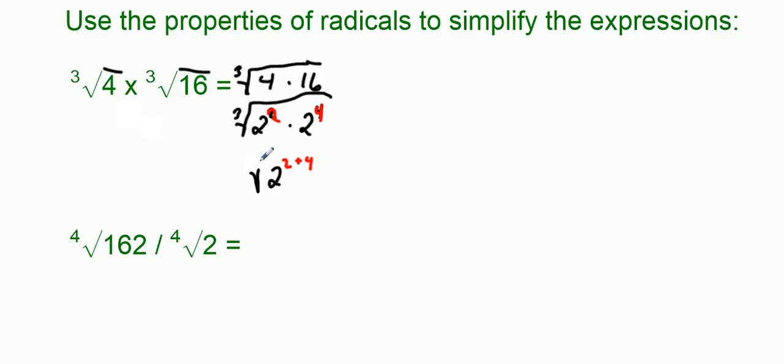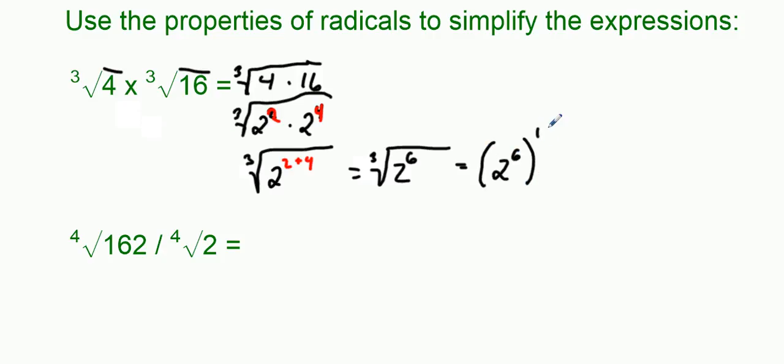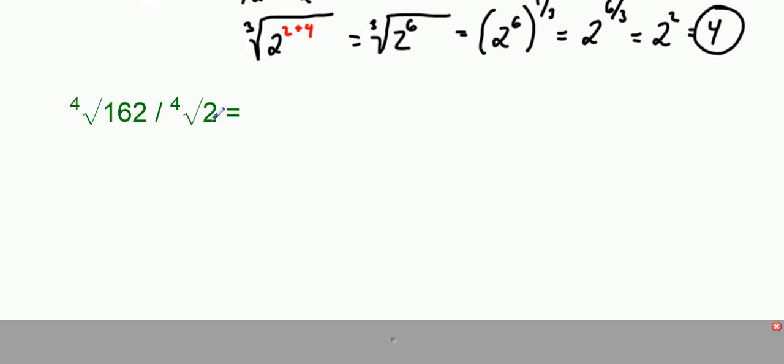We can simplify this finally into 2 to the 6th, and then we have the cube root. If I change this cube root into a rational exponent, which is 1/3, I can simplify this to 2 to the 6 over 3, because we multiply the exponents, and we have 2 squared, which is 4. It's probably a simpler way, but I'm just using the properties of exponents to show you how we can simplify these.